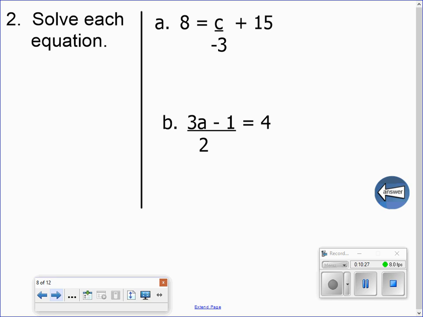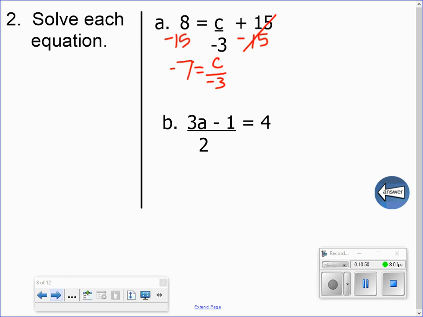Remember, we're doing reverse PEMDAS. So we take care of addition and subtraction first. So we're going to get rid of this 15. We're going to move it to the other side. To move it, we subtract it from both sides. So subtract, that's gone. Subtract it here. 8 minus 15 gives you negative 7 equals C divided by negative 3.